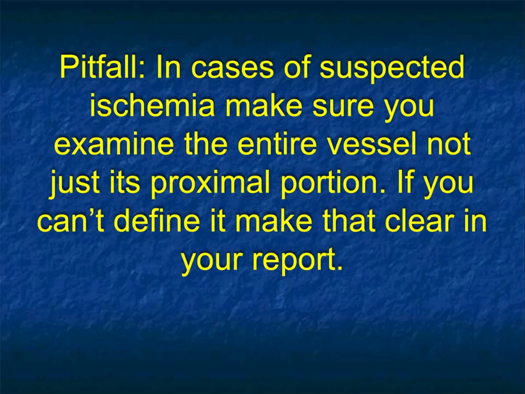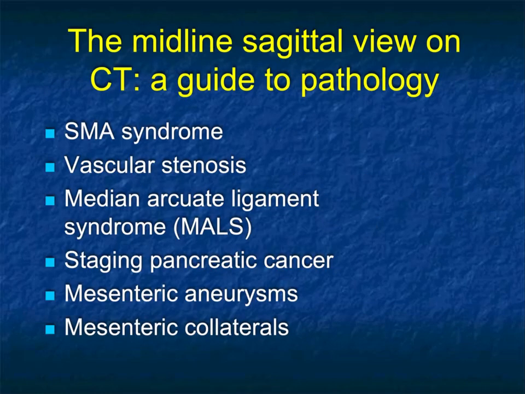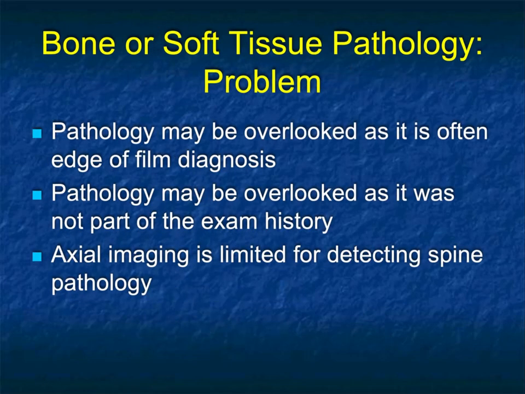An important pitfall we've made, and I speak about this in some of the lectures on ischemic bowel, in cases of bowel ischemia, you have to make certain you look at the entire vessel. Now that's true every time you look at the SMA, for example, but most of the time when people miss a thrombus, it's not proximally, it's going to be distally. So going back to my point about pitfalls, the midline sagittal view on CT is great for things like SMA syndrome, vessel stenosis, median arcuate ligament syndrome, obviously in staging neoplasms like pancreatic cancer where there's vessel involvement, in looking for mesenteric aneurysms, collaterals, or any form of mesenteric pathology.